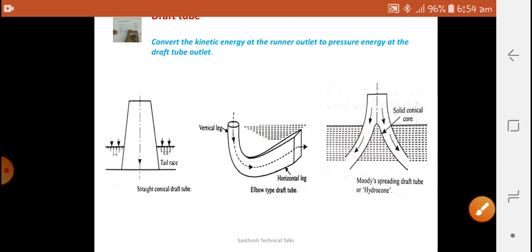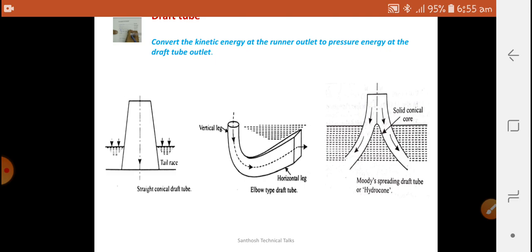That is why the draft tubes have an increasing area. Also, draft tubes are generally immersed in the tail race. So all the kinetic energy is converted into pressure energy. Therefore, the flow at the outlet is as smooth as possible.